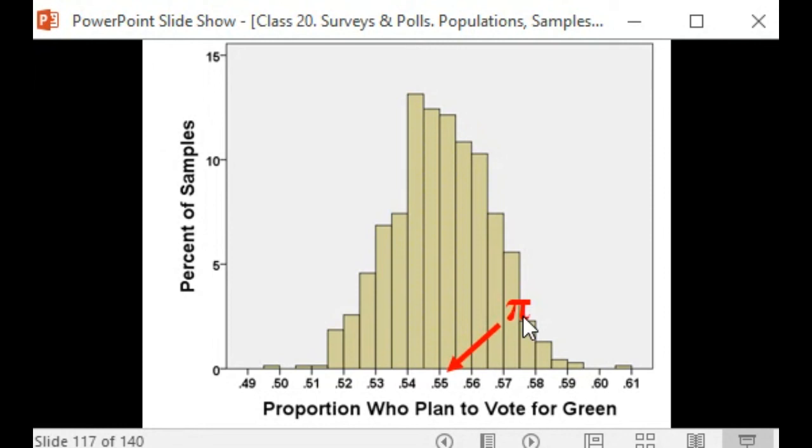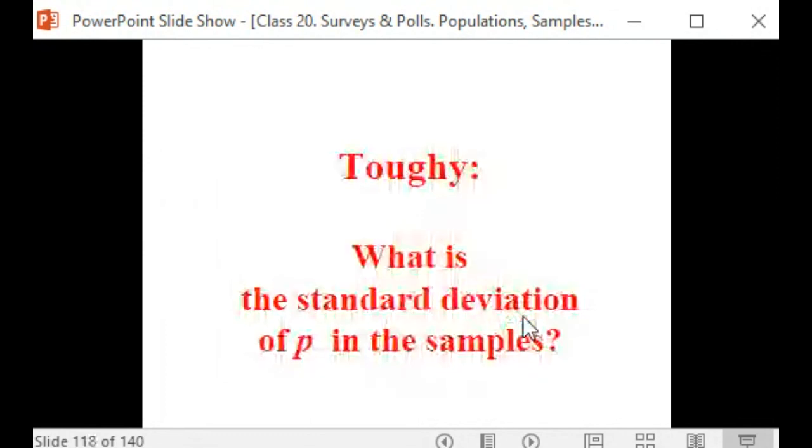In fact, in a later lecture, we'll learn that the average value of the p's is going to be exactly equal to pi, always. But we'll come back to that later. Okay, now for a toughie. What is the standard deviation of p in the samples?